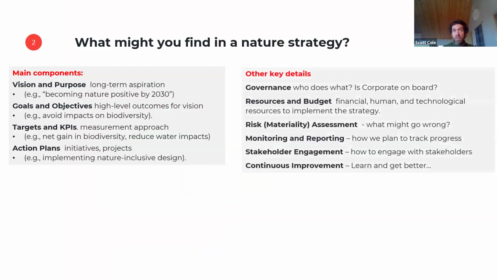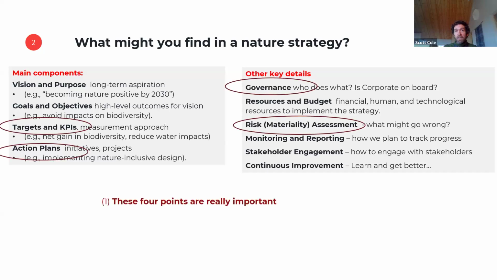And then there's also other important stuff. Who's going to do what within the group, within the company? Is the corporate office on board is a key question. How many resources, how much budget do you have to throw at this? The materiality assessment. What are the risks you're facing, and what have you already done about it, and what more might you need to do? And then you want to monitor and report over time and engage your stakeholders and get better at it all the time. But these 4 points are really important.